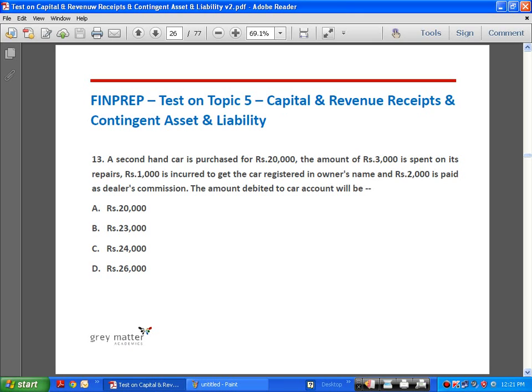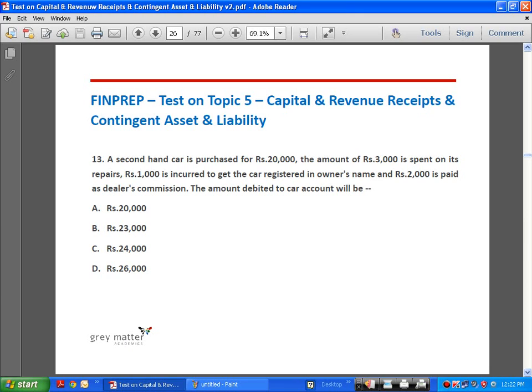So all the expenses that have been incurred are to be included in the cost of the car. So the basic cost is 20,000. 3,000 is spent on its repairs. As I told you, it's a second-hand car, so unless you spend some money on its repairs, you will not be able to put it to its intended use.